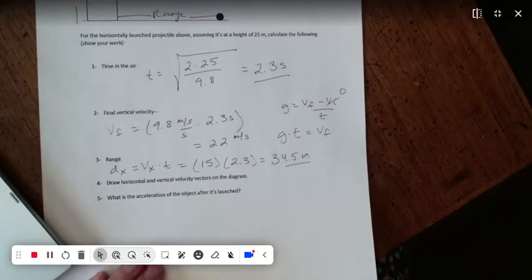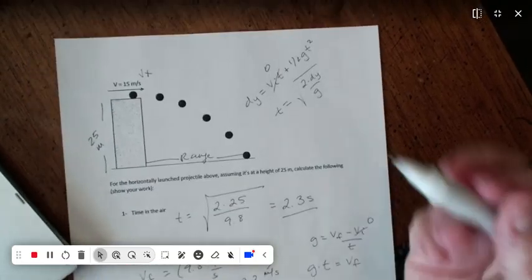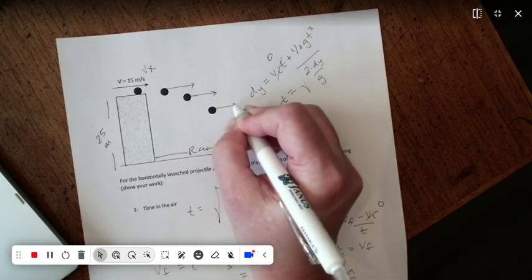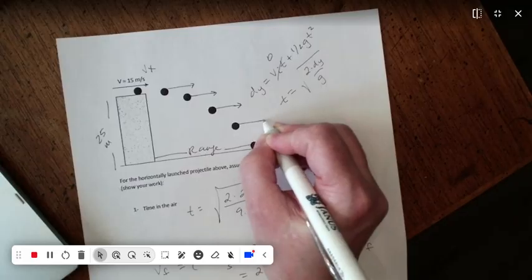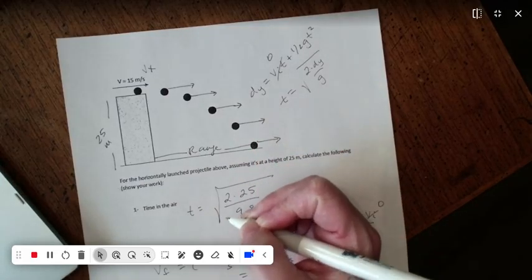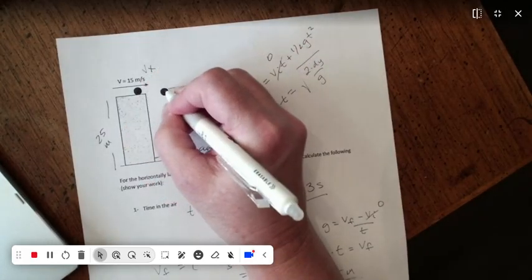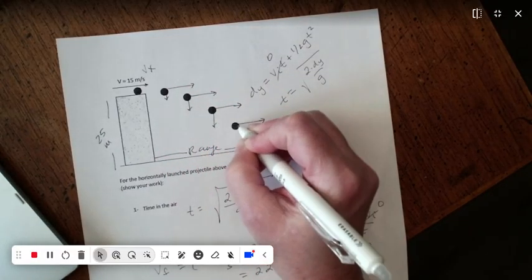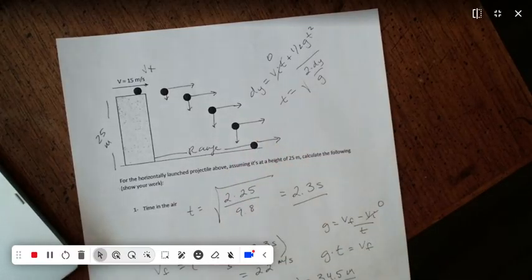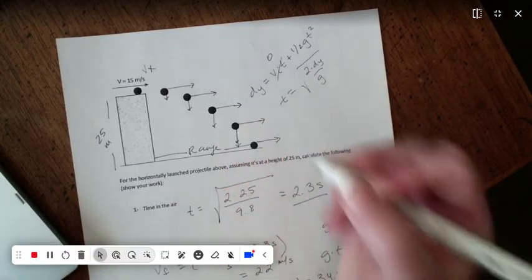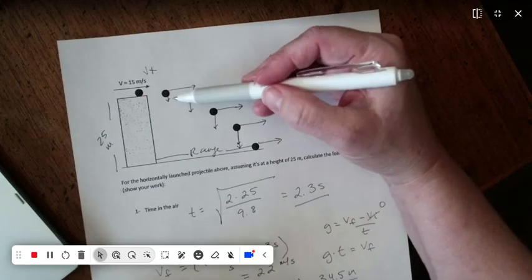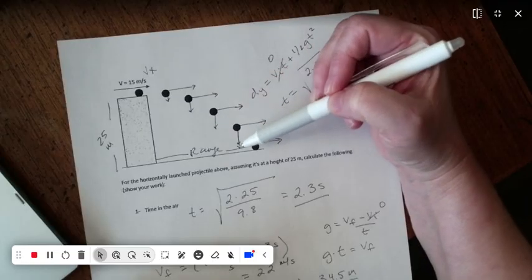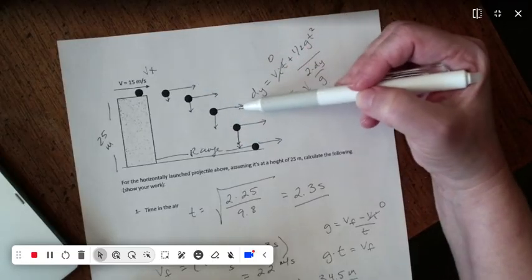Okay, we'll draw horizontal and vertical velocity vectors. So remember, my horizontal velocity is constant, so it's just going to be that same 15 meters per second. And then vertically, I start at 0, and then I begin speeding up as soon as I'm in the air. Every second I'm going to be, draw that one a little longer, speeding up by 9.8 meters per second. So my vertical velocity vectors are getting bigger, my horizontal staying the same.